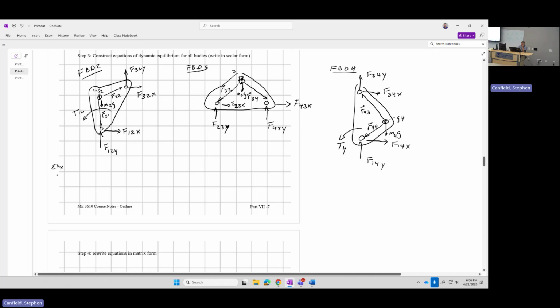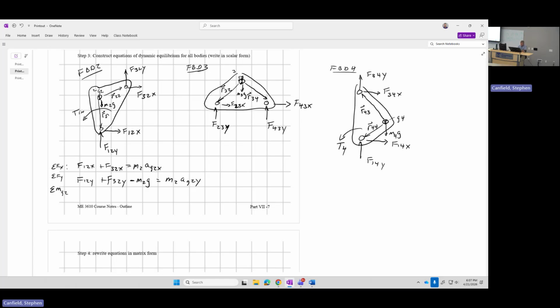They're going to be sum of forces in the x, sum of forces in the y, sum of moments about the centroid. So this is going to be about G2. Sum of forces in the x. Well, I got F1 on 2x plus F3 on 2x. Equals, there's no other force in the x, equals mass of body 2 times AG2x, the acceleration of the center of mass 2. Now for y, force of 1 on 2y plus F3 on 2y. I've got gravity acting in the negative y, so minus m2g equals m2 AG2y.